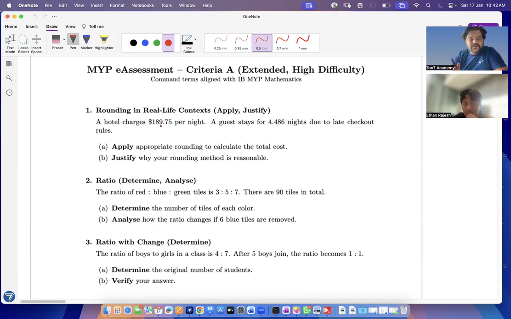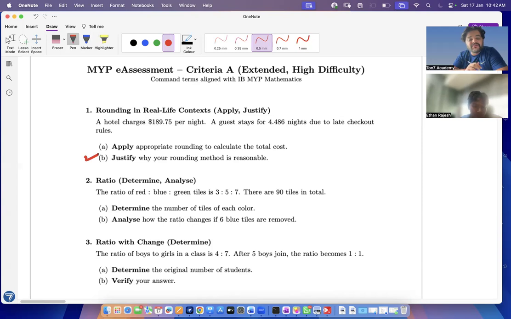ठीक है. So the hotel charges इतने per night, the guest stays for इतने nights, 190 times 4.5. हाँ, check out rules apply the condition, calculate the total cost. So what you'll do, you'll place, ठीक है, 190 times 4.5, no? Just multiply. Justify why your rounding method is reasonable. What will you write for your rounding methods?